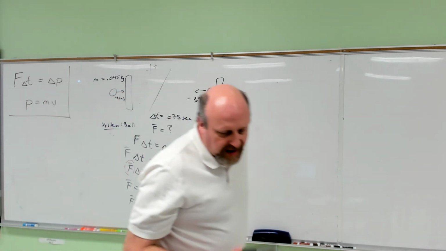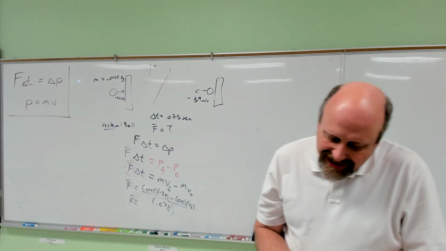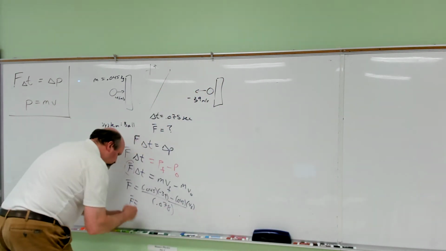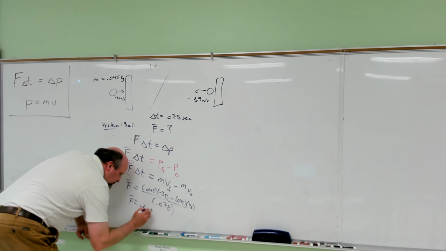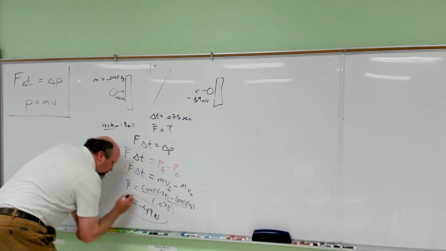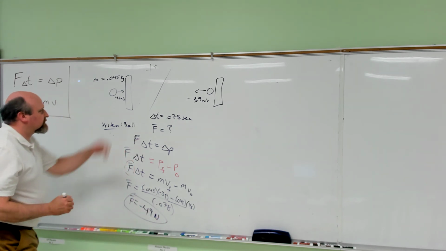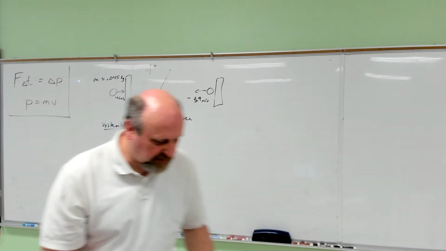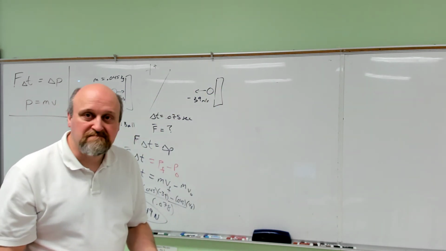And so I got a value of like 949 newtons, so let's round that off and say I get negative 949 newtons for that force on the ball by the wall. So the negative direction. Okay, that's it. I think that's problem 3.